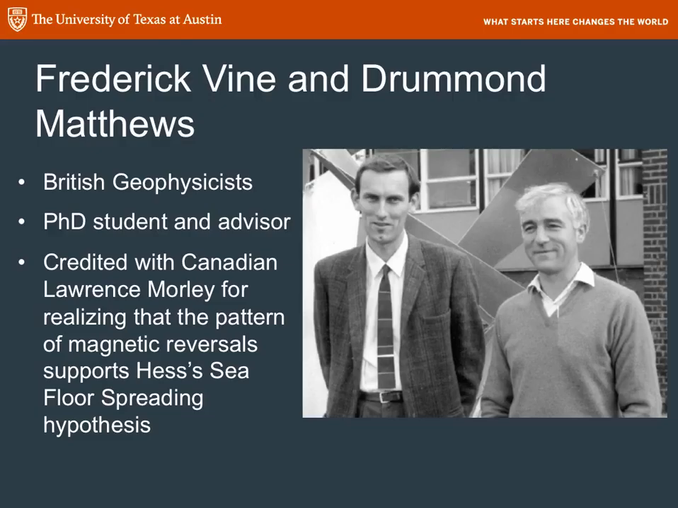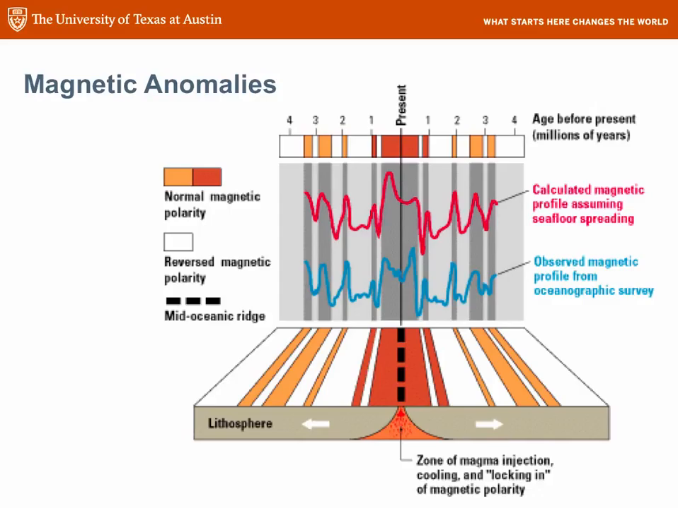We looked last time at the magnetic field, and we talked about the fact that there are magnetic field reversals. A couple of British geophysicists named Vine and Matthews knew about the magnetic reversals, and they realized that the magnetic reversals could support Hess's seafloor spreading hypothesis. If his seafloor spreading hypothesis is correct, then the magnetic reversals recorded on the ocean floor should be symmetrical from the ridge out to the edges. And sure enough, the magnetic anomalies are in fact symmetrical from the ridge out to the edges, and so these magnetic reversals also support the seafloor spreading hypothesis.